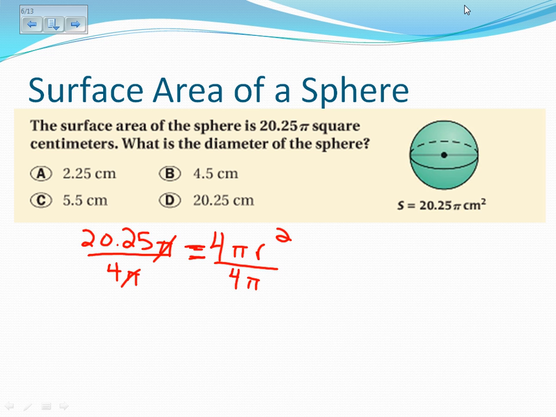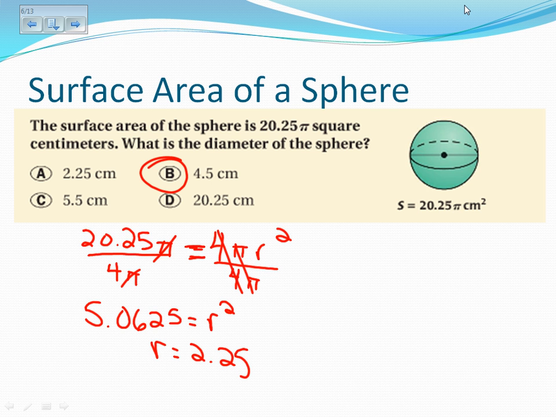The pi's cancel, 20.25 divided by 4, it's going to be 5 point something. Now we need to take the square root of both sides. Notice, guys. Classic. I got it, 2.25. That's on my answer sheet, so I'm right. Nailed it. Next problem. Exactly. Make sure you multiply by 2. So your answer is this.